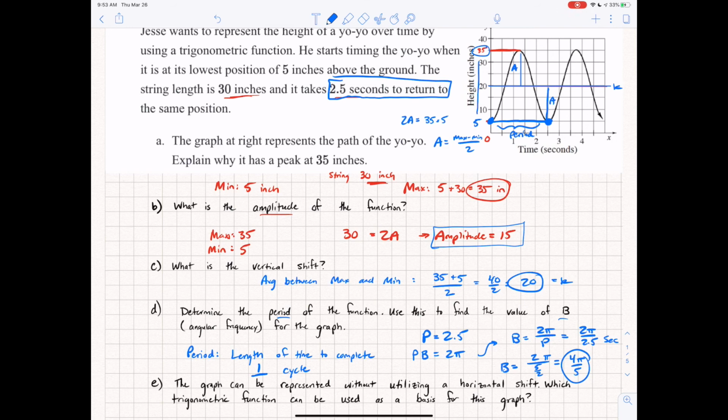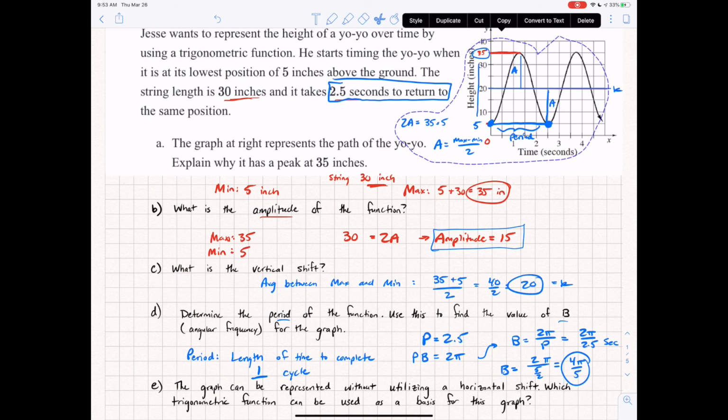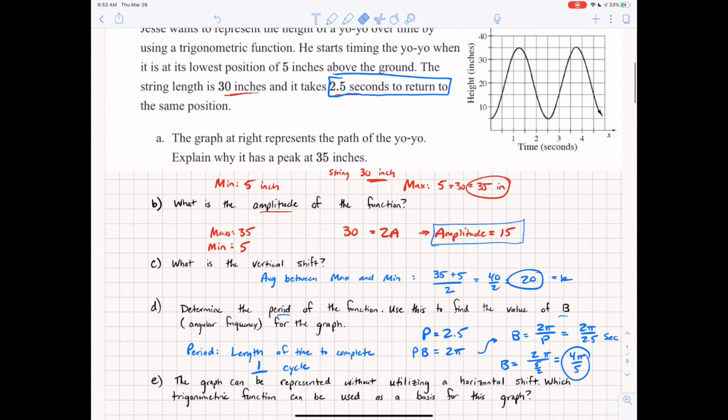Okay, now, this is what I was referring to in part E when we were going through and doing the general stuff. So I'm going to clear off my graph here and get rid of all that other stuff. Because in part E, it's going to ask this question: the graph can be represented without utilizing a horizontal shift. Which trigonometric function can be used then as a basis for this graph? I want to run through our two options, which are sine or cosine. That should be obvious because those are the only two functions that we talked about.